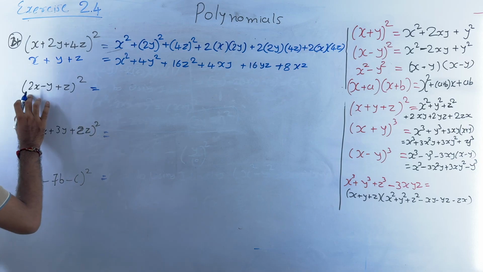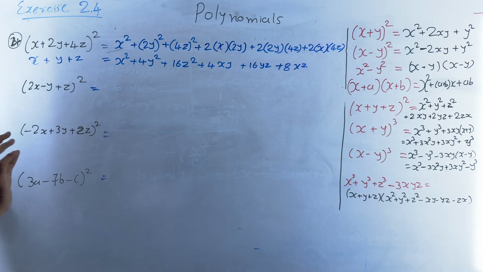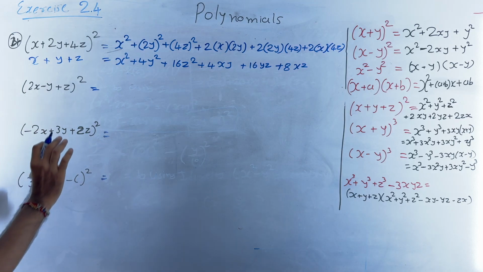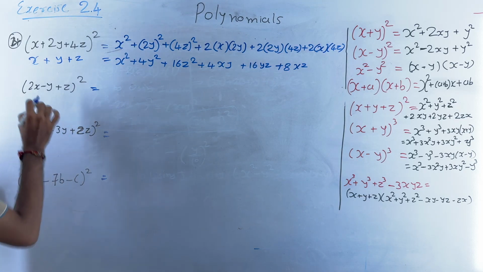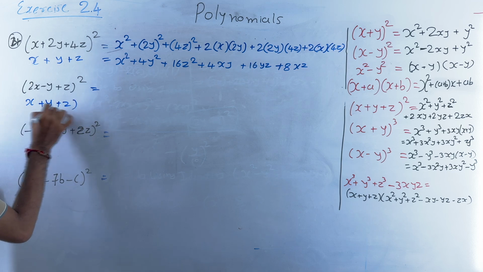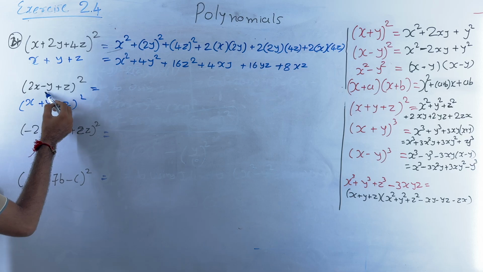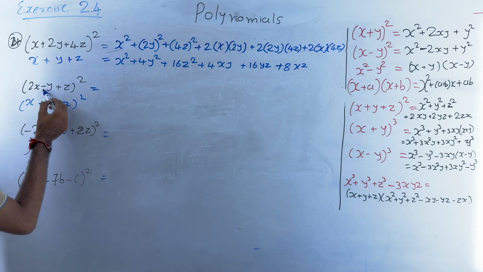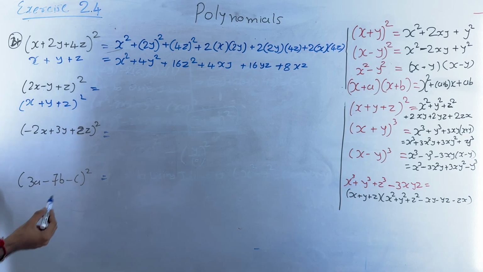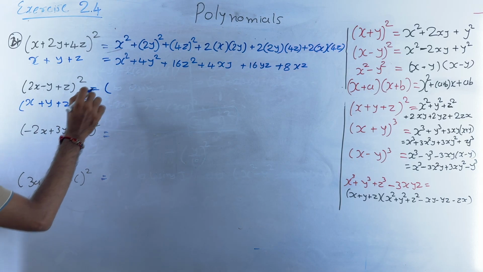Now second one, x, 2x minus y plus z whole square. Don't have to worry about signs. Just bring your sign with your numbers or with your variable. What I am saying is compare it with x plus y plus z, right? So your x will be 2x, y will be minus y, because I have a minus sign here, z will be only z. So my answer will be by using the identity. You have to mention, right, which identity you are using.